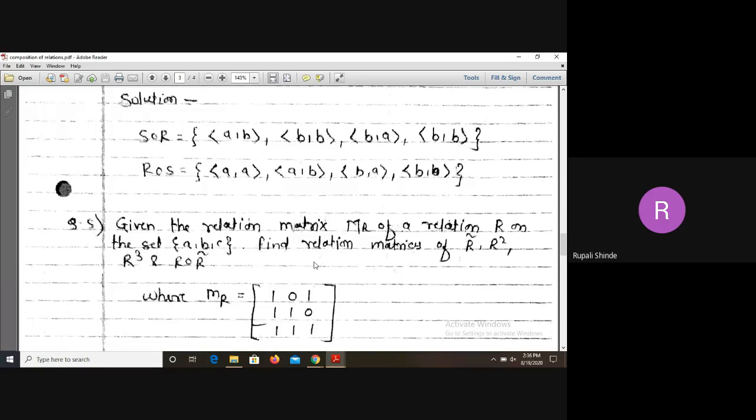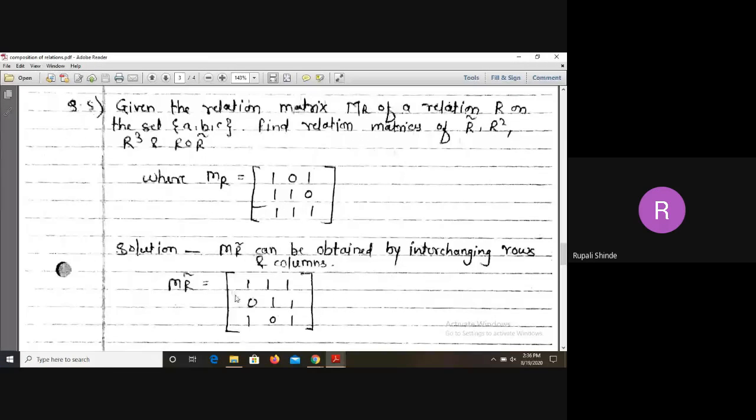So first of all tell me how we can find the matrix for R converse from M of R. What is the procedure? What we have seen? Interchange rows and columns. Yes, we just have to interchange rows and columns. Now here 101, this is the first row, so it will become the first column for the matrix of R converse, like 101. Then 110, this becomes the second column, 110, and 111, this is the last column.